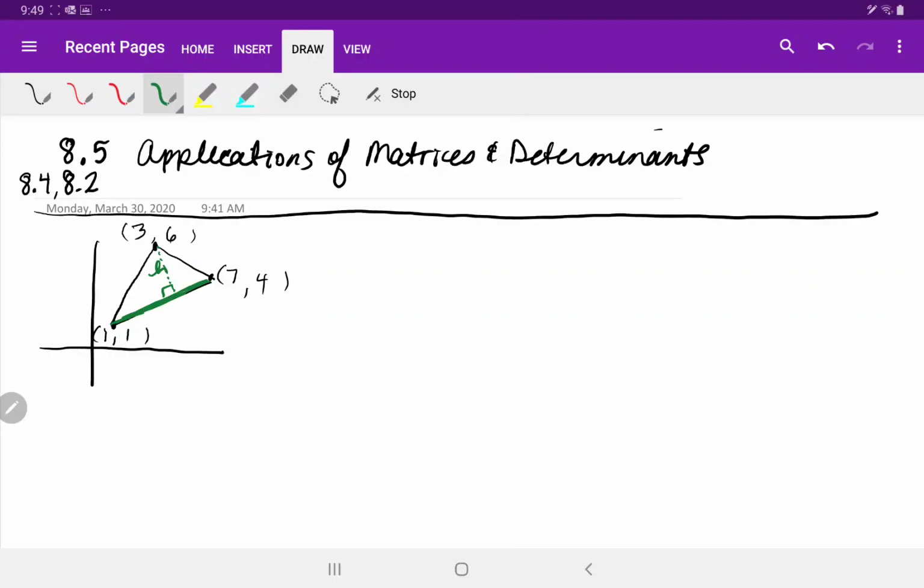How would I find the height? How did you find the length of the base? Length of the base, distance formula, right? It would have a square root. So the base would have a square root. How would we find the height? The height's perpendicular. What's perpendicular mean? Well, look at the green line. What could you do? You could find maybe the slope of the green line, right? Then what? How would you find perpendicular?